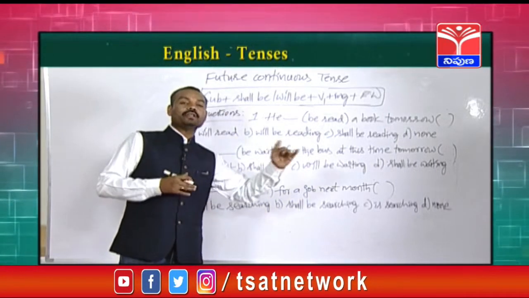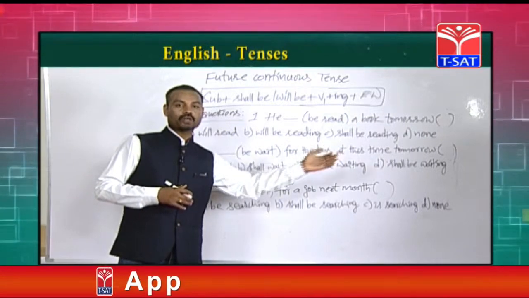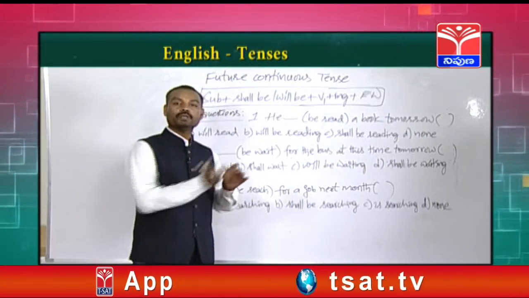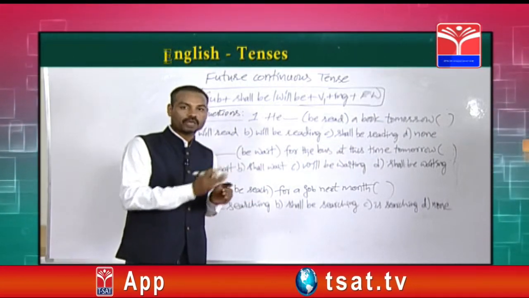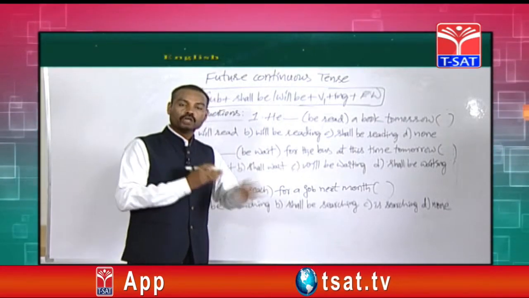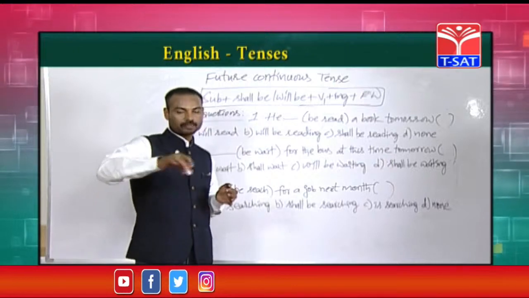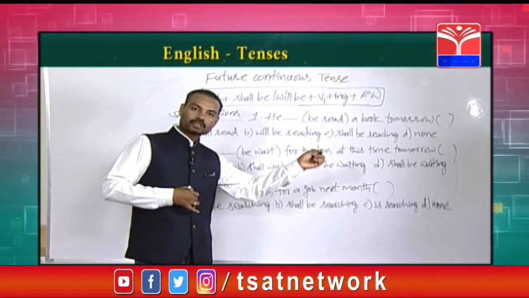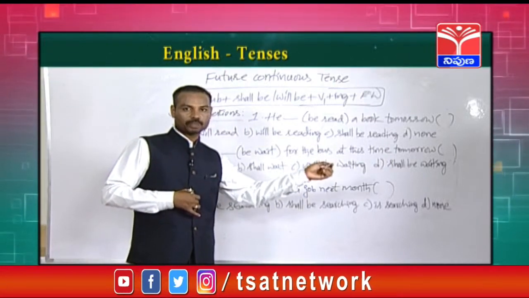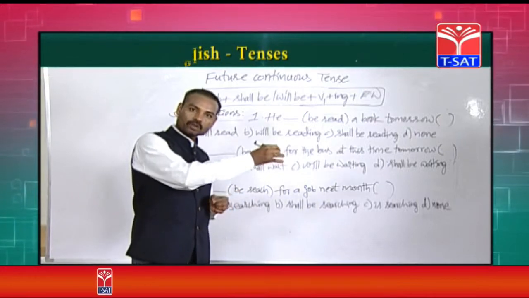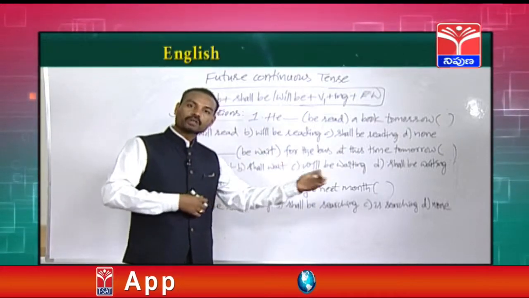Very simple. I'll be playing tennis at this time tomorrow, or I'll be playing tennis tomorrow. We will be playing tennis tomorrow. We can use shall be also. I shall be playing or I will be playing. We shall be playing or we will be playing. Both are correct. So the example is, I shall be playing cricket or I will be playing cricket tomorrow. We shall be playing cricket tomorrow or we will be playing cricket tomorrow is also correct.